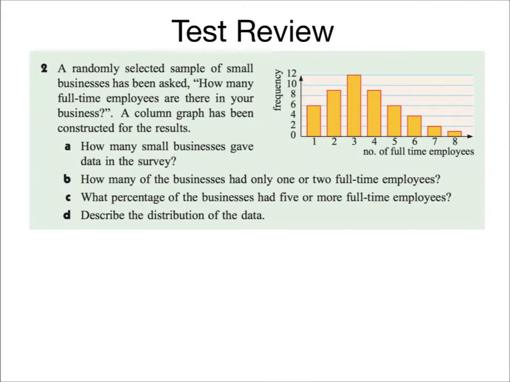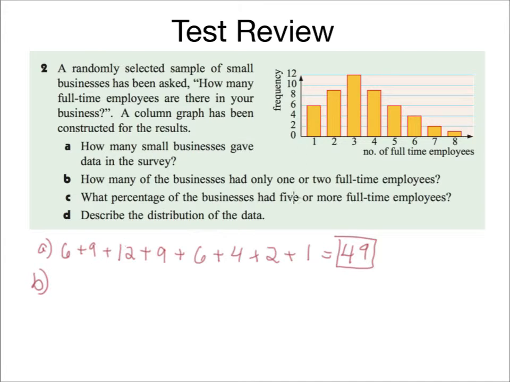Question number 2. Okay, given this data, how many small businesses gave data to a survey? So I'm going to add up all the total businesses. So that's adding my frequencies. So there were 49 small businesses in this survey. How many of the businesses have only 1 or 2 full-time employees? So that's 15.